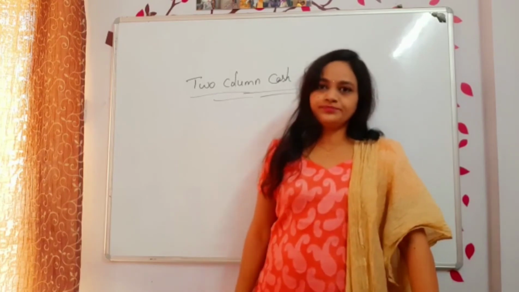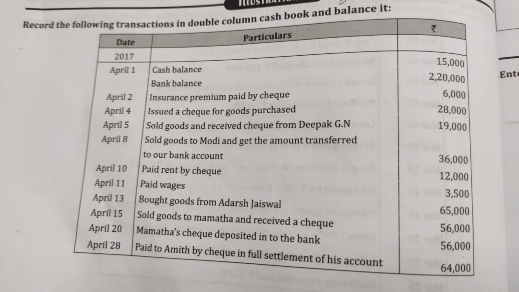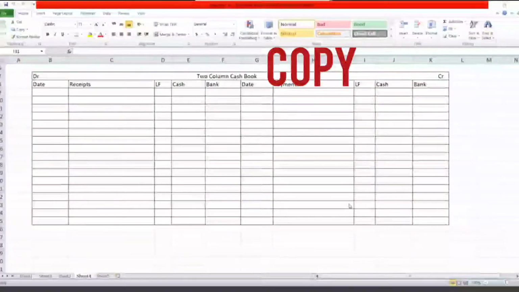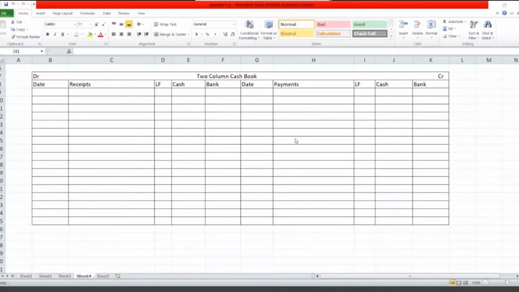Let's start the problem. You have checked the question, right? Let us start the solution. This is a two column cash book. On the debit side you have date, receipts, cash column and bank column. On the credit side you have date, payments, cash column and bank column. Ledger folio is compulsory. Some may take even receipt number, voucher number also. I have not taken all those things, since these are the main things which are required for us. So I have used them.